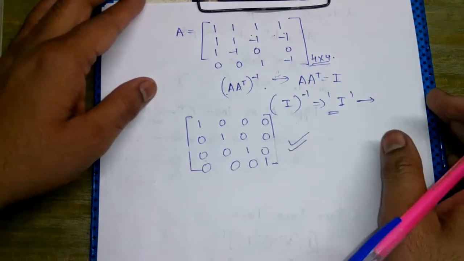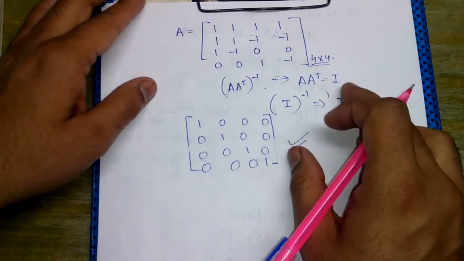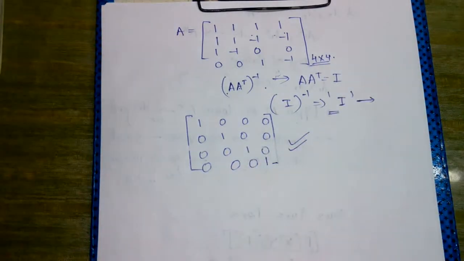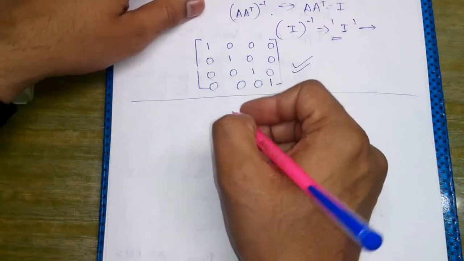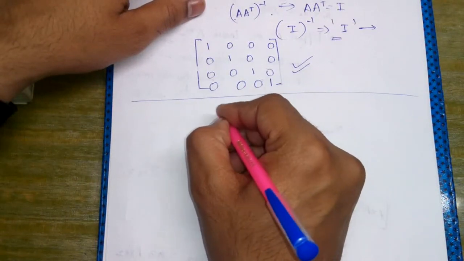So this will be the answer. So this is solved by using the direct property. Now let us solve a question on inverse, and we have to find out the inverse of the matrix A.